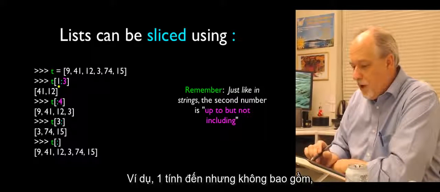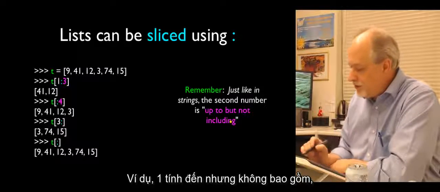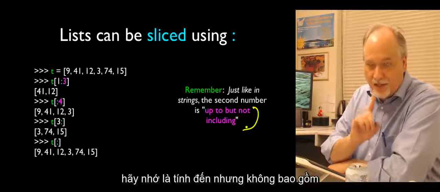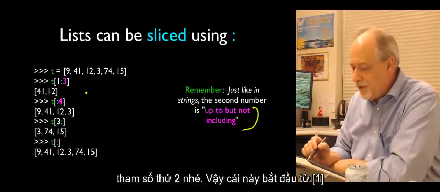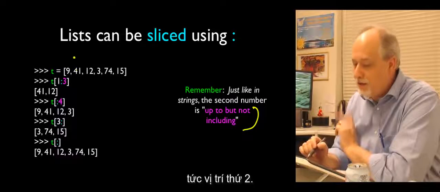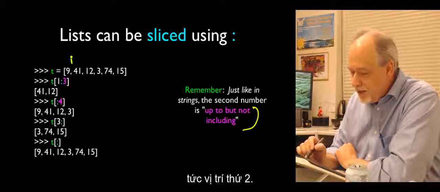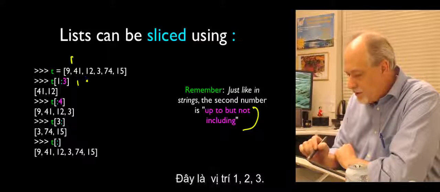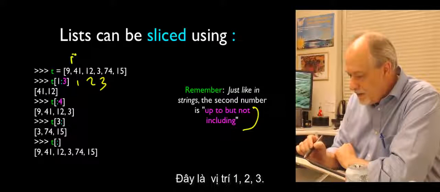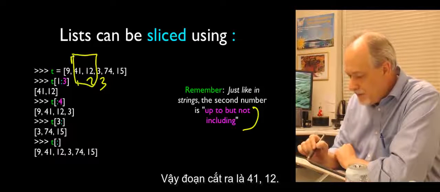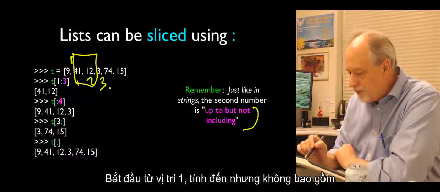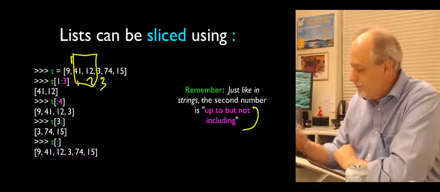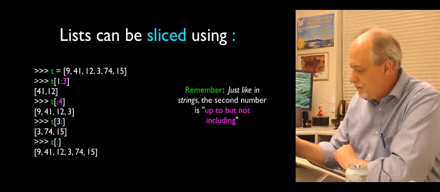So 1 up to but not including. Just remember, the second parameter is up to but not including. So that starts at sub 1, which is the second one, up to but not including 3, the third one. So this is 1, 2, and 3. So that's 1, 2. Starting at the first one, up to but not including the third one.